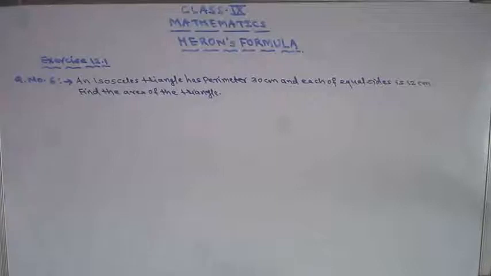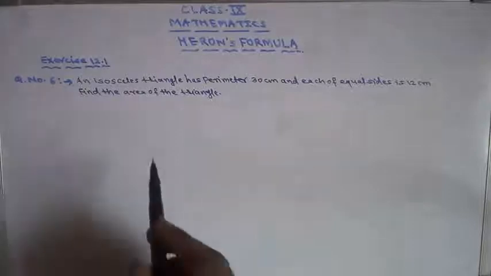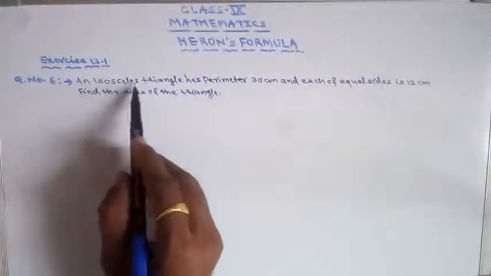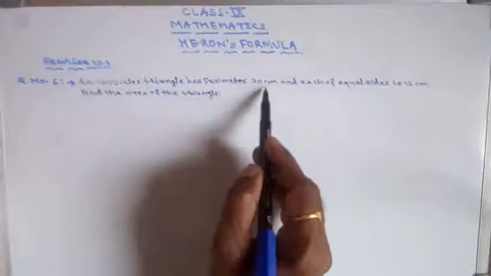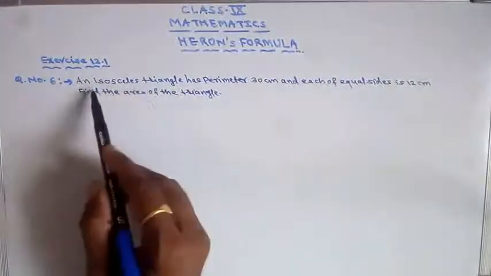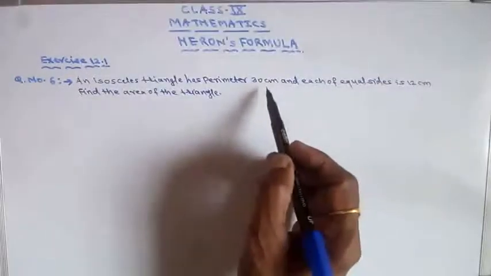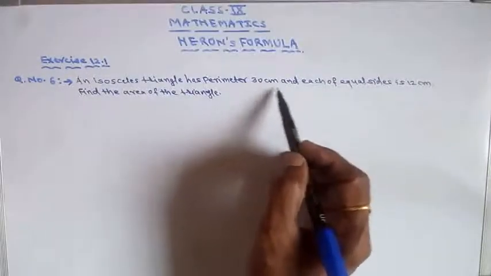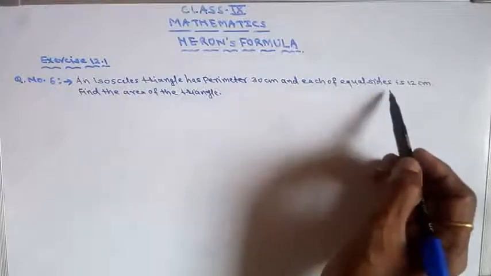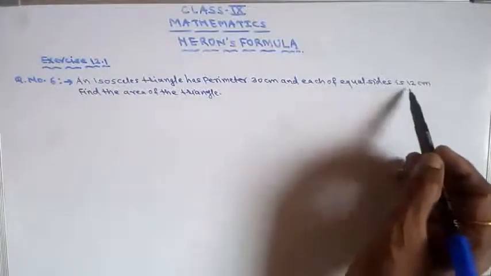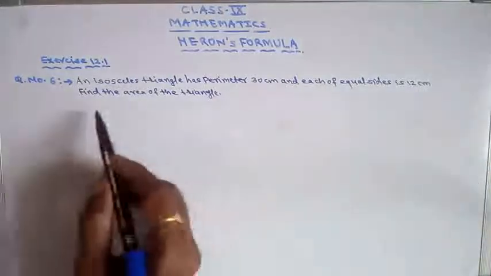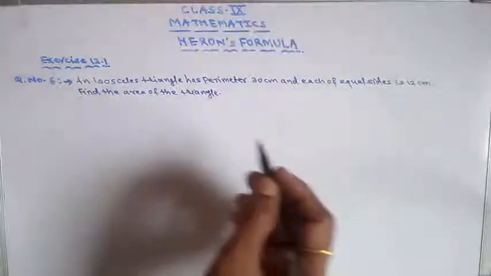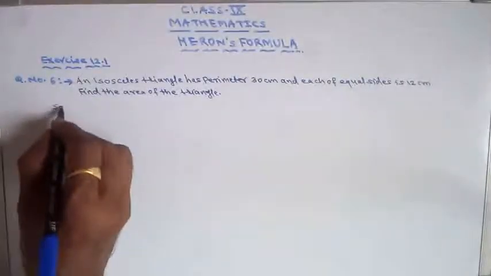Hello students, now see question number 6 in exercise 12.1. What is given? An isosceles triangle has perimeter 30 centimeter. See here we have an isosceles triangle whose perimeter is 30 centimeter, that is the sum of all three sides is 30 centimeter, and each of the equal sides, the two equal sides, is 12 centimeter each. So find the area of the triangle. Okay, so we have to find first of all three sides of this triangle. So solution.